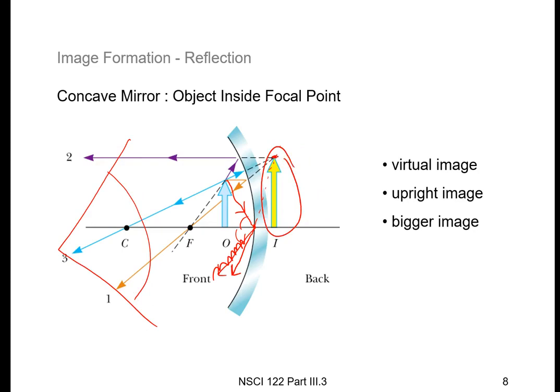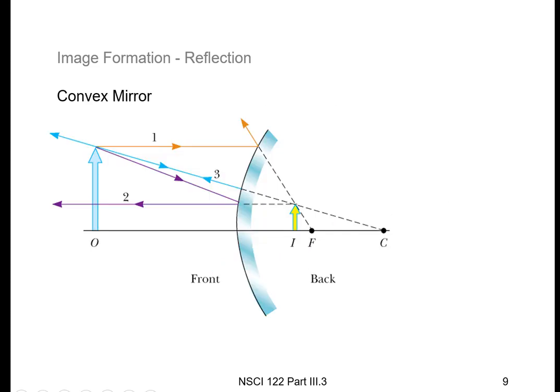Now, the other case that we can look at is, what if you have the mirror turned around so that it's convex? Well, it turns out it doesn't matter where you put the object. You will always form a virtual, upright, or not inverted image that is smaller than the object. And it's always going to appear over here behind the mirror.